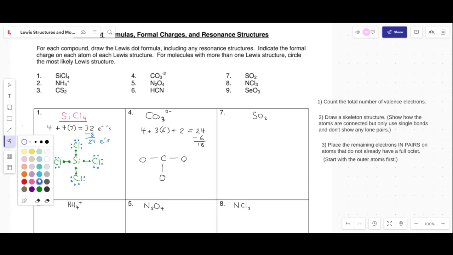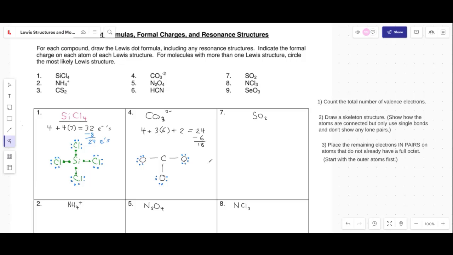I will place those remaining electrons in pairs on atoms that do not already have a full octet, starting with the neighbors, right? So 2, 4, 6, 8, 10, oh, that was sloppy, 12, 14, 16, 18.